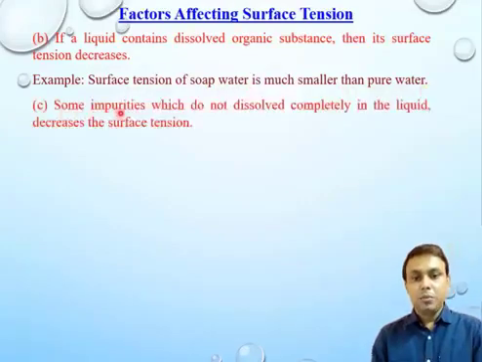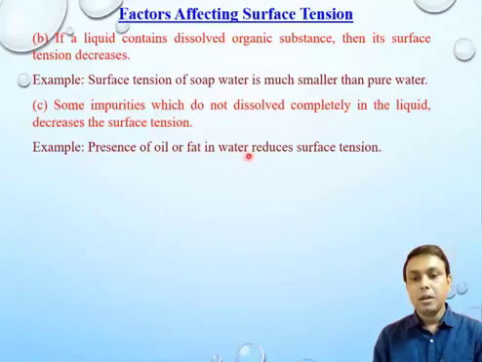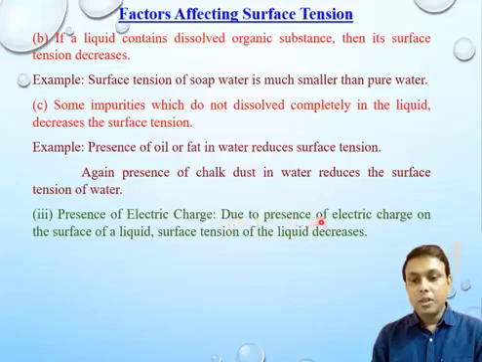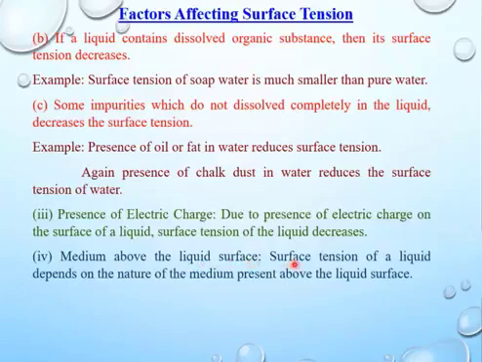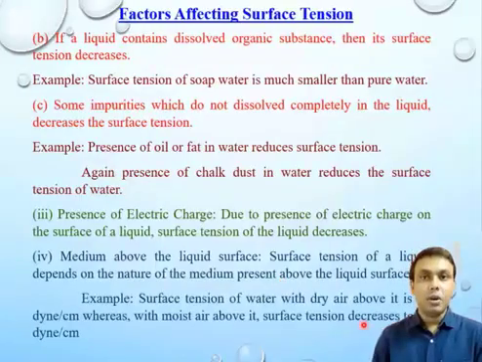Next, some impurities which do not dissolve completely in the liquid decrease the surface tension. For example, the presence of oil or fat in water reduces the surface tension. Next, due to the presence of electric charge on the surface of a liquid, the surface tension of the liquid also decreases. Next, the medium above the liquid surface. The surface tension of a liquid depends on the nature of the medium present above the liquid surface. So we can see surface tension varies with different parameters.